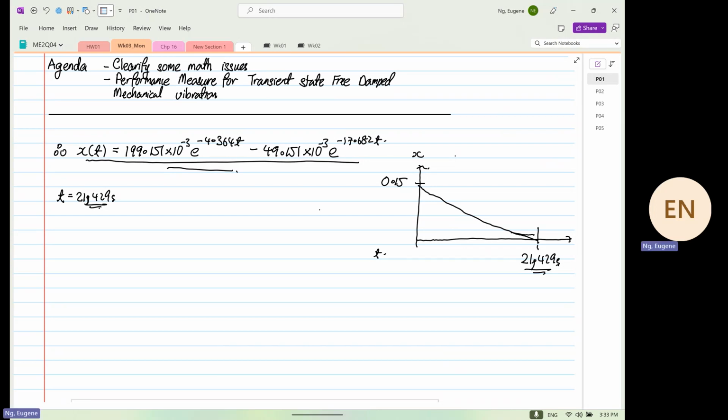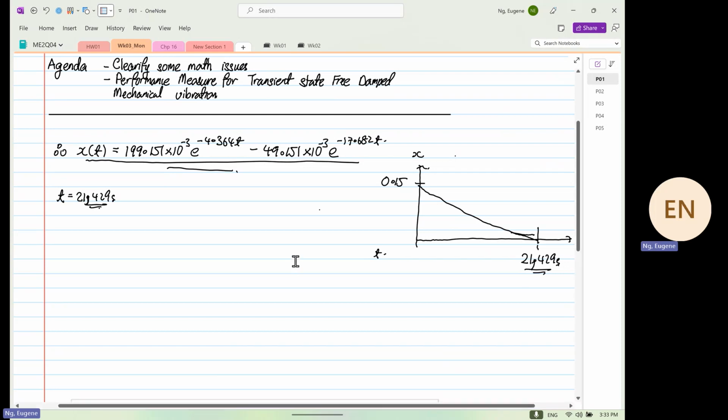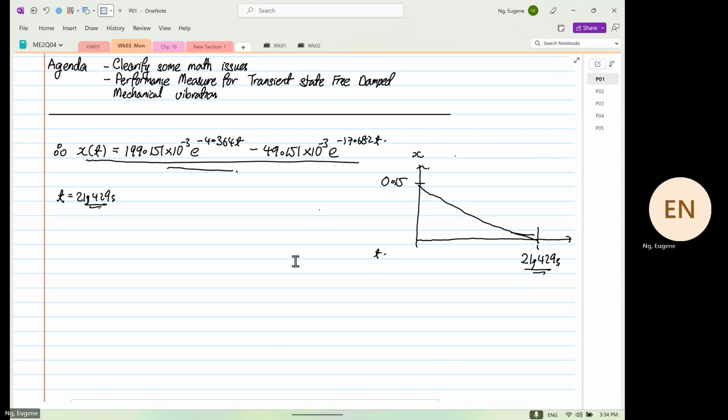And I'm not saying that it's wrong. We have to be careful how we interpret this data, okay? Now, why would it take so long? 21,429 seconds is 356 minutes. It's a long time, okay?